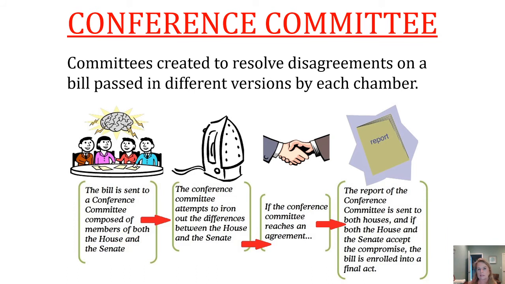So they make these revisions and pass it. Well, we need a conference committee that is made up of both congressmen, House of Representatives, and senators. Okay, so they conference, they talk to each other, and they iron out the differences in this bill. If they can reach an agreement, then the report of the conference committee is sent to both houses, and if both houses accept the compromise, the bill is enrolled in a final act, which we're going to see is sent to the president. All right?